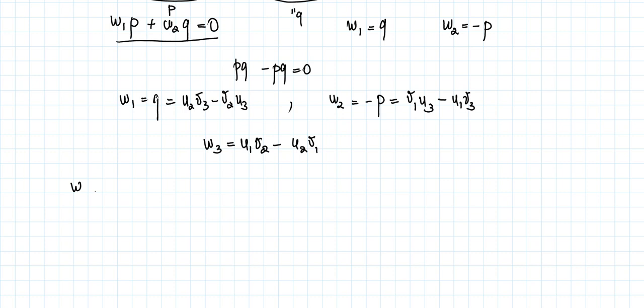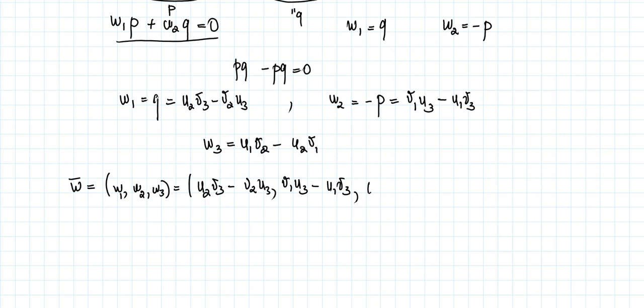So omega, which is perpendicular to u and v at the same time, has the components omega 1, omega 2, and omega 3, where omega 1, omega 2, and omega 3 can be obtained using the formulas u2 v3 minus v2 u3, v1 u3 minus u1 v3, u1 v2 minus u2 v1. Okay? And actually, we call this operation the cross product of u and v.